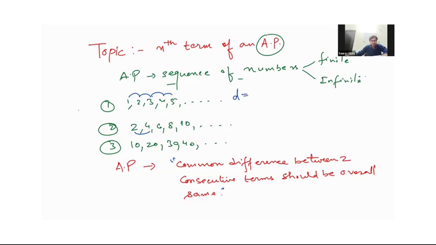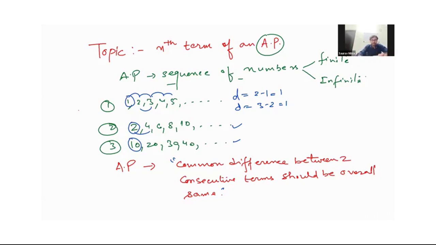Now how do we find the common difference? Next term minus previous term. So here it is 2 minus 1, which is 1. In this case 3 minus 2, which is also 1. In this way we can calculate our common difference and it should be the same overall. So this was the small introduction about AP. A sequence is said to be an AP if the common difference is the same throughout. And the first term is known as A.